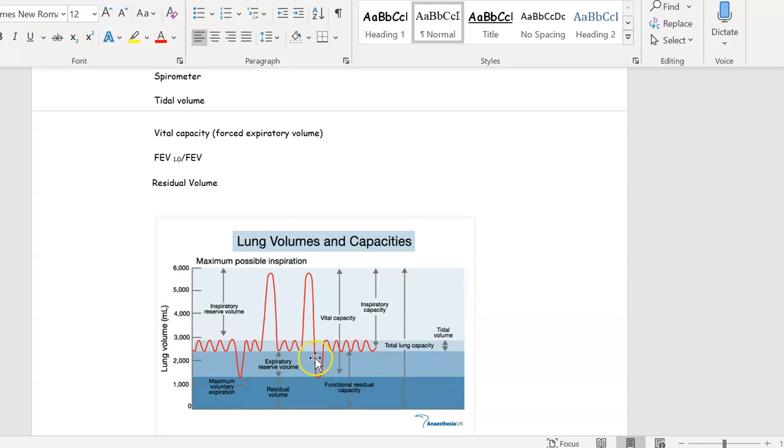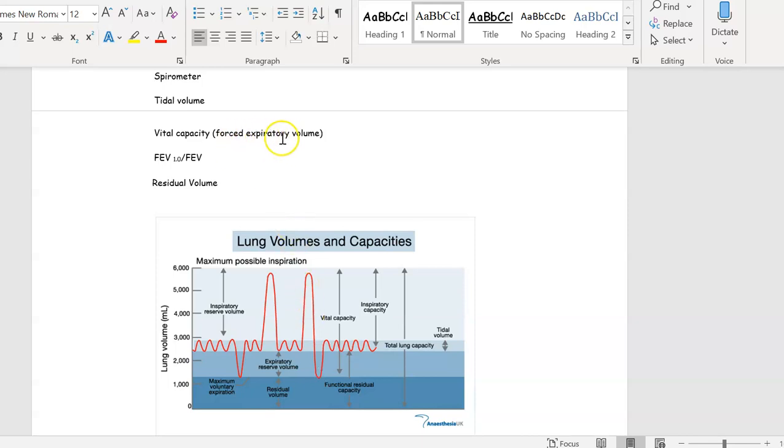You take in as much air as you can, and then you blow out until you have no more air that can leave your lungs. That is vital capacity. So vital capacity is just an amount, the amount of air you can get out.